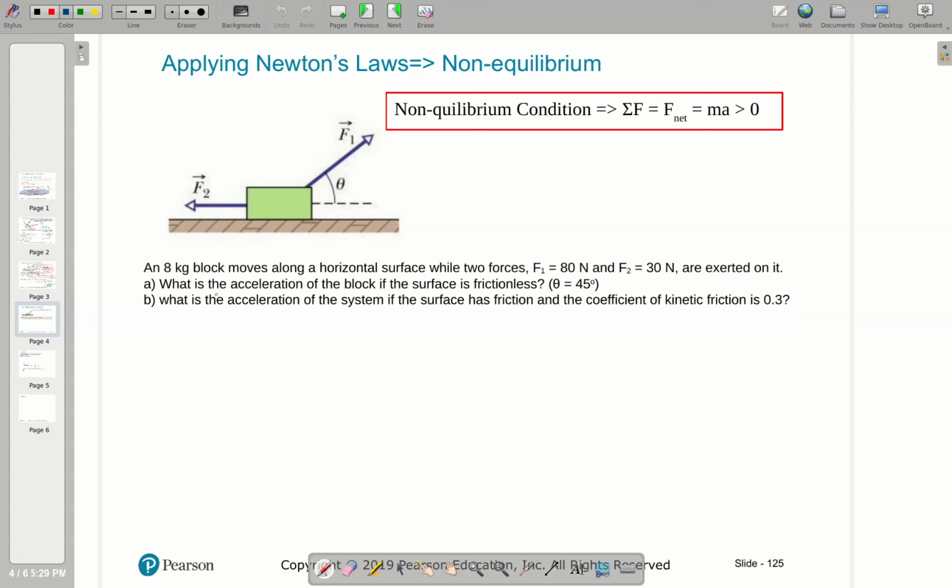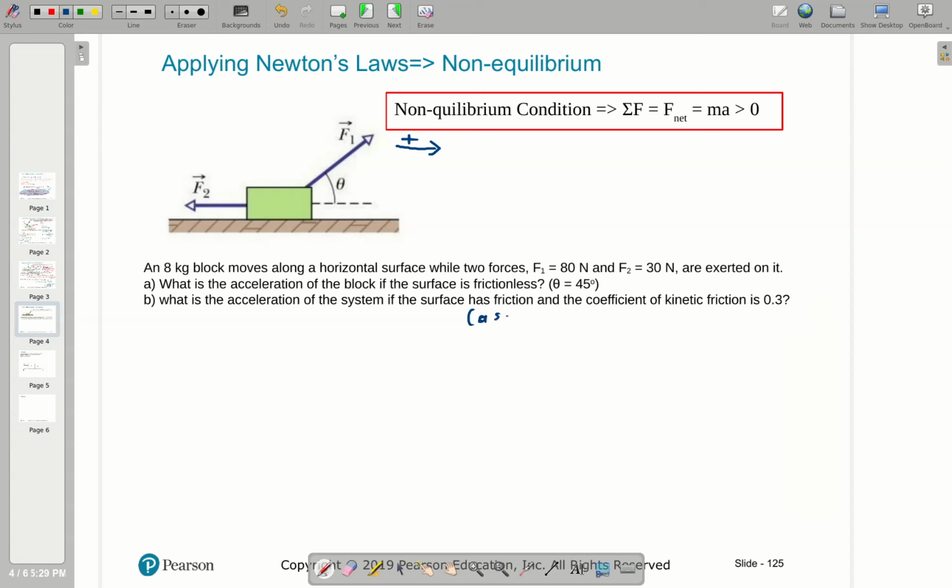Part B asks what is the acceleration of the system if the surface has friction and the coefficient of kinetic friction is 0.3. Here I should have actually given the direction of motion. It's assumed that it's to the right again. I should have given if the object is moving to the right. It is important here, so I'll put it here as a note.